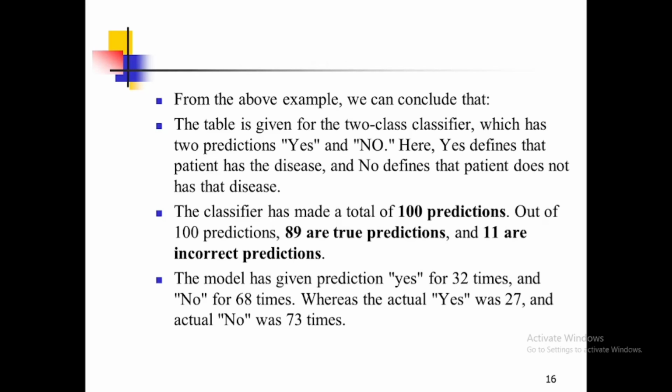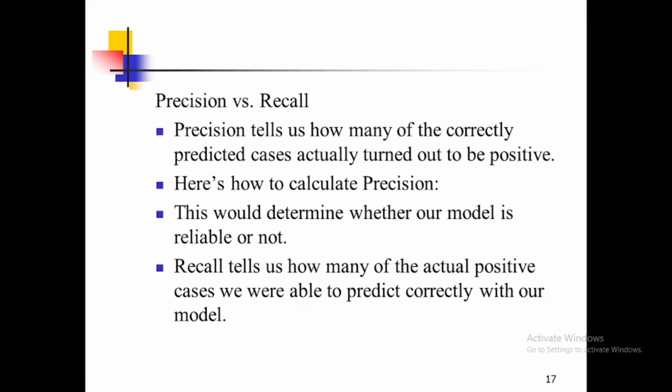From the above example, it is clearly shown that the classifier has made a total of 100 predictions. Out of 100 predictions, 89 are true predictions and 11 are incorrect predictions. And then precision and recall. Precision tells us how many of the predicted positive cases actually turned out to be positive. Here is how to calculate the precision. This helps determine whether our model is reliable or not.